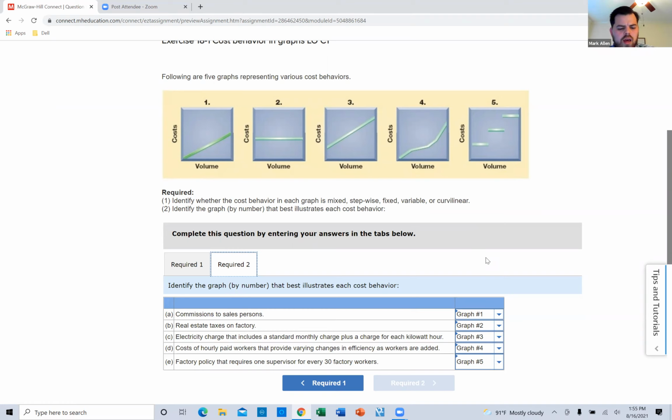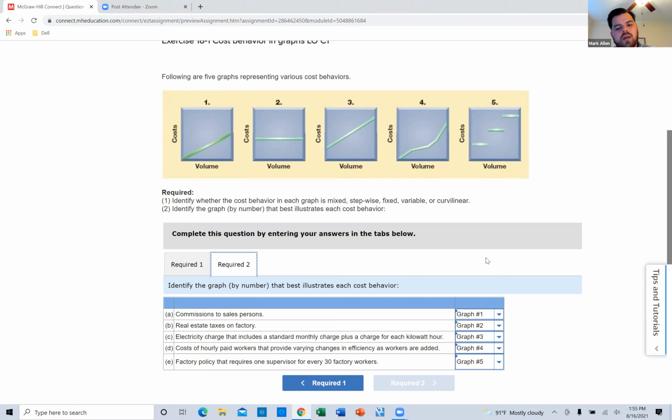Letter C, electricity charge that includes a standard monthly charge plus a charge for each kilowatt hour. So exactly what we talked about earlier, that is a classic example of a mixed cost. You also see this with something like your water bill, not completely uncommon. And there are some other items that companies may run into that are structured as mixed costs also.